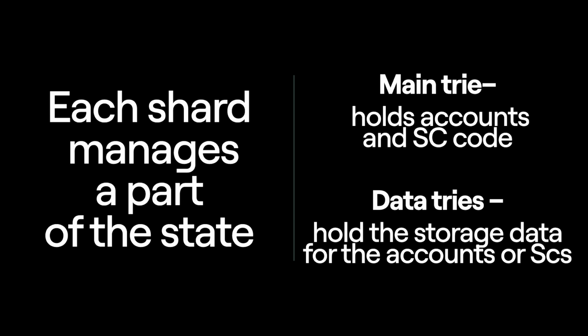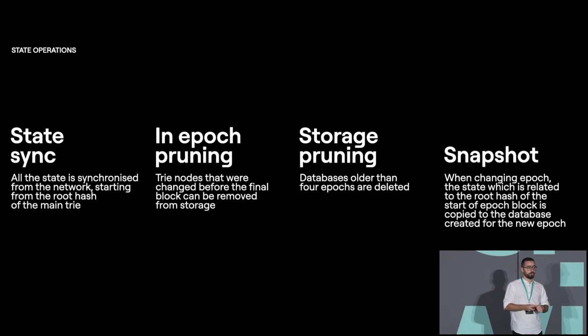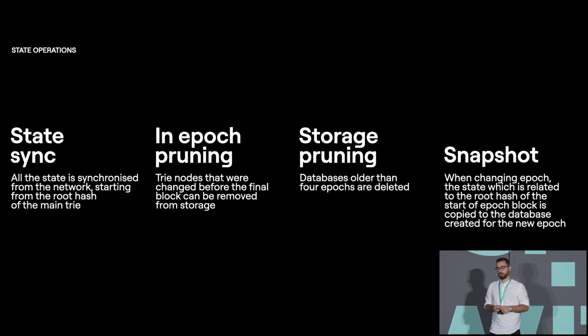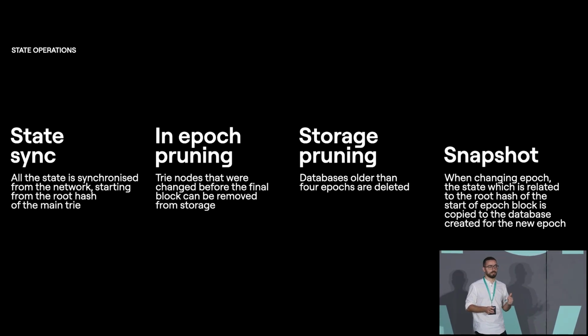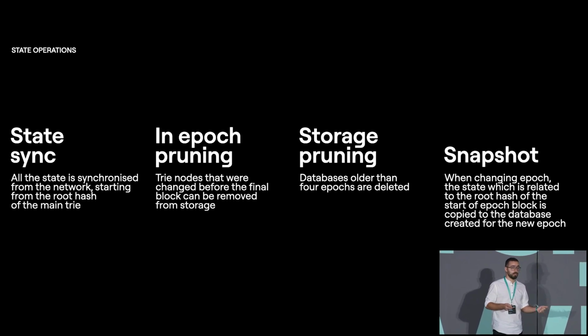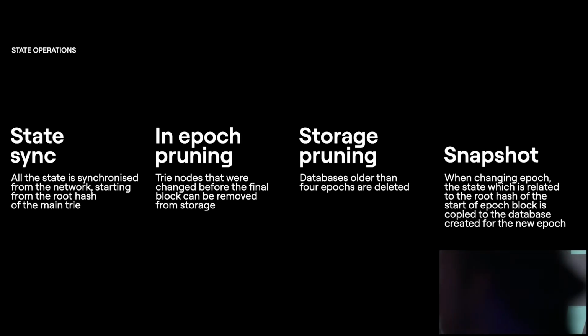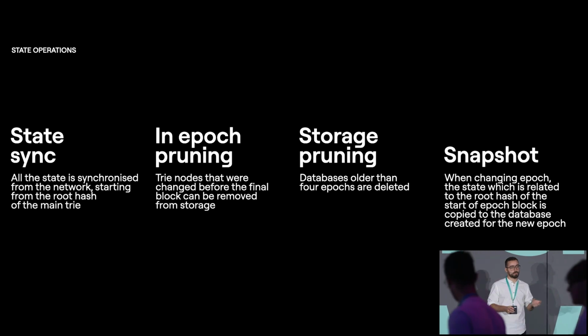There are some state operations, operations which we do with our state. The first one is state sync. If you ever started a node on our blockchain, you could probably see in the first messages, tree is syncing. That means that before your node can execute transactions, you need to hold the whole state for that specific shard. So you have to sync it.